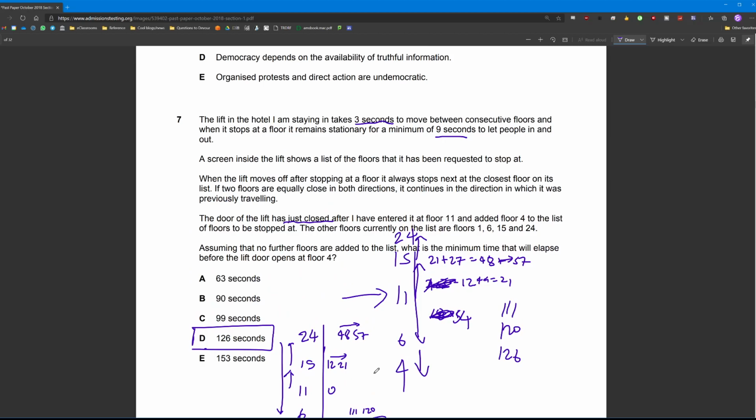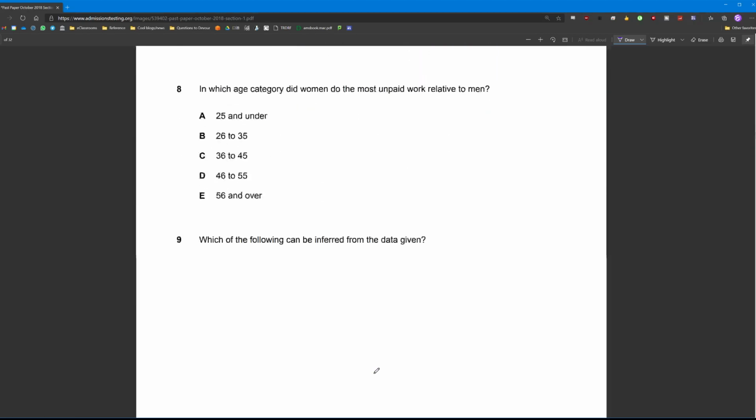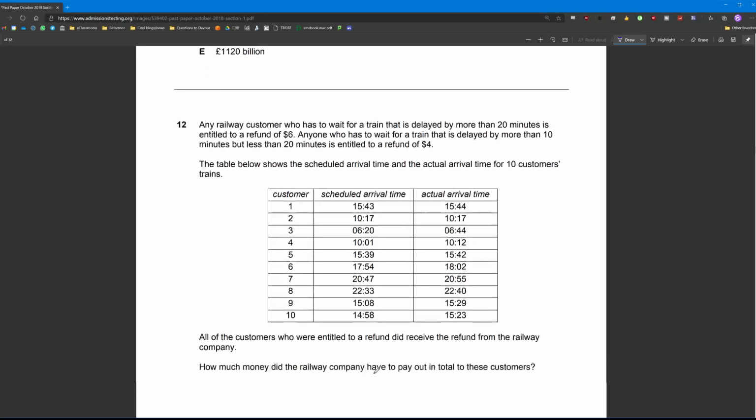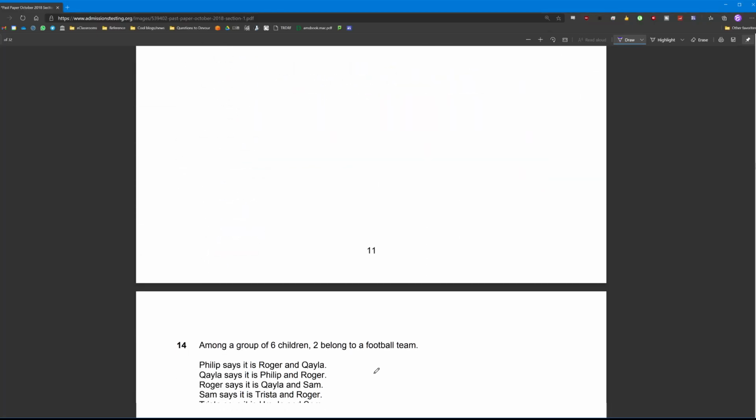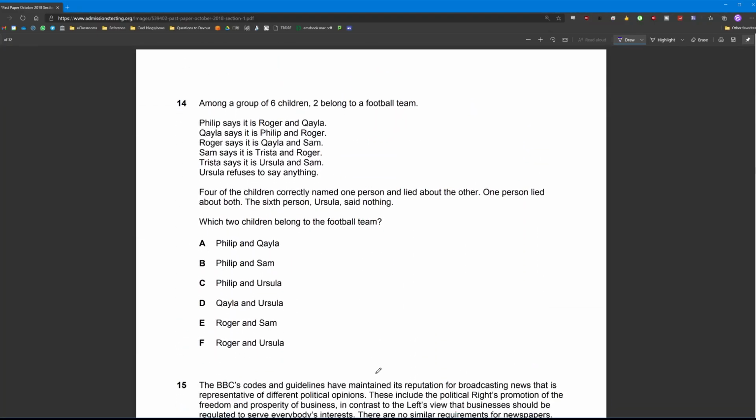Alright, so let's continue. Going on to question 14. Among a group of 6 children, 2 belong to a football team. Philip says it is Roger and Kayla. Okay, this is P, Q, R, S, T. Four of the children correctly named one person and lied about the other. One person lied about both. The sixth person said nothing.